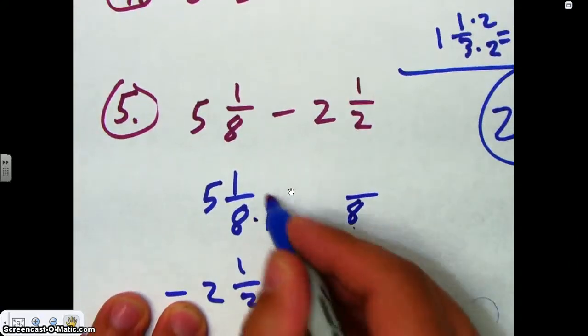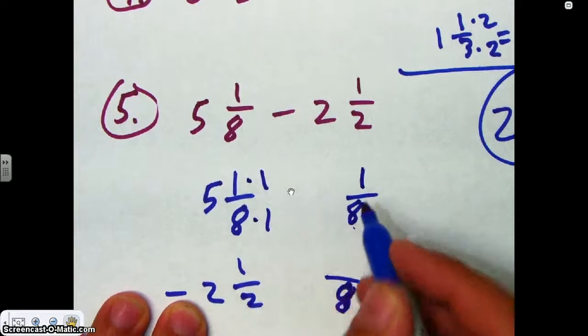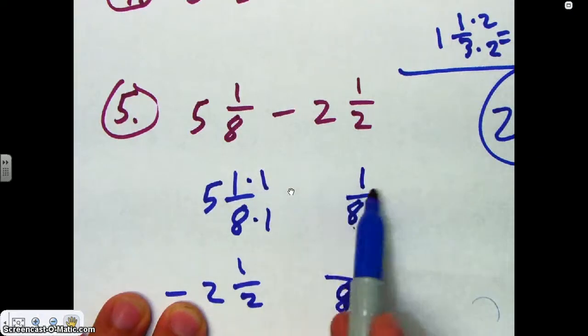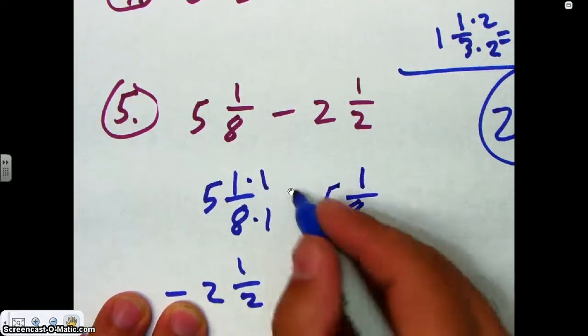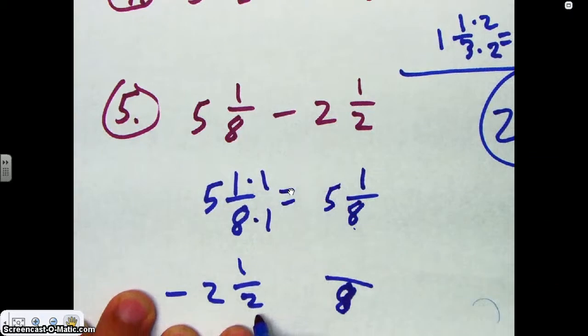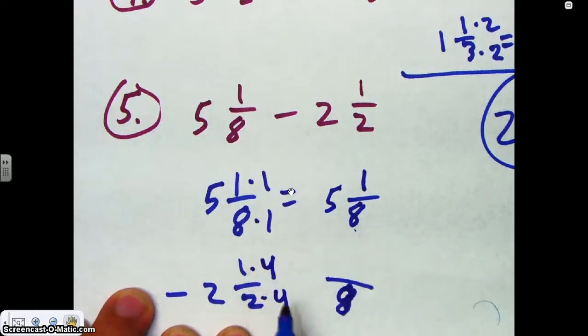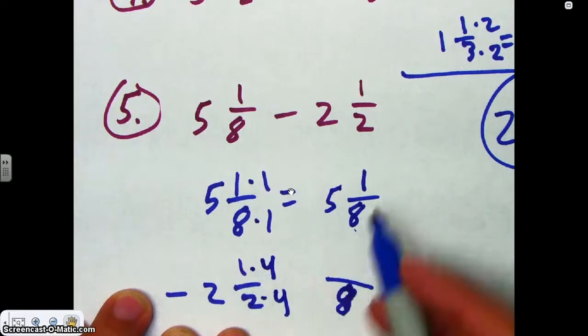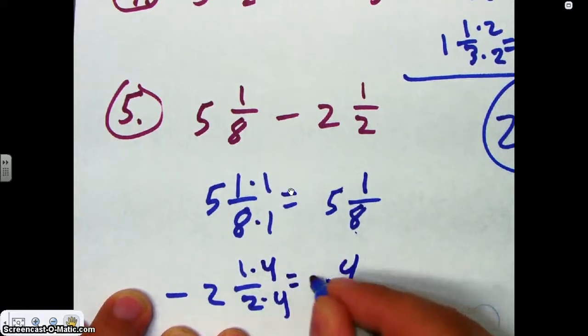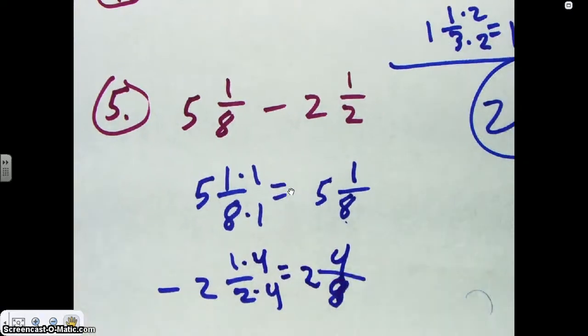And, well, let's see, 8 times 1, so if we multiply, that would actually just be 1. If the denominator doesn't change, the numerator doesn't. 5 and 1/8. What times 2 makes 8? 2 times 4. So 1 times 4 is 2 and 4/8.